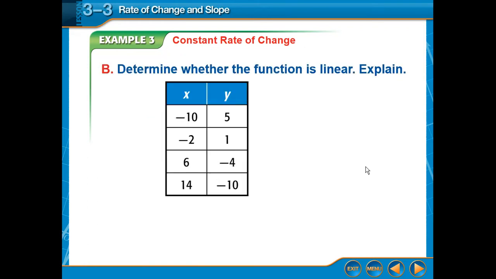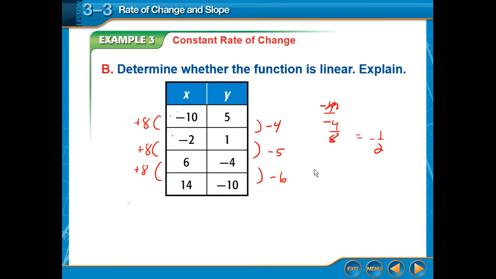So what about this one? From -10 to -2, that goes up by 8. From -2 to 6, it goes up by 8. And from 6 to 14, that also goes up by 8. From 5 to 1, that goes down by 4. From 1 to -4, that goes down by 5. And from -4 to -10, that goes down by 6. So these are not all constant. Going from this point to this point, the rate of change is -4 over 8, which is -1/2.